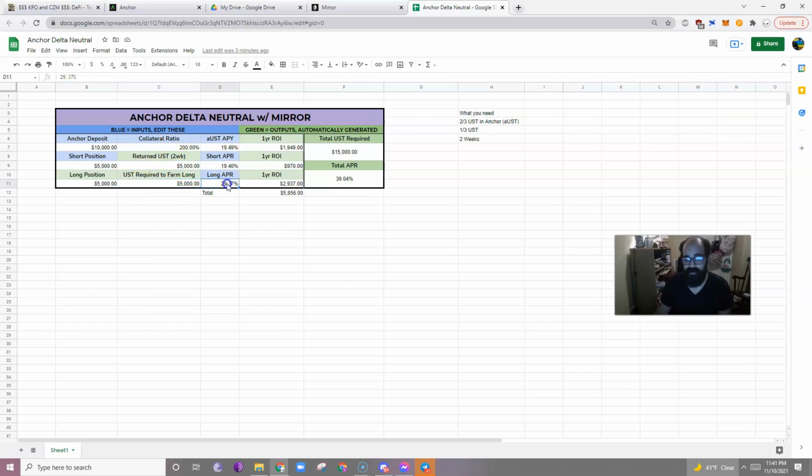The long APR for the mirrored Amazon farm is roughly 30%. So the 1 year ROI is like $3,000, which is pretty good, right? So if you look at the original Anchor versus the long position, it's 30%, quite nice. Your total yearly is now 5,856, which is pretty good, and that is 39%, or roughly 40% of your initial.